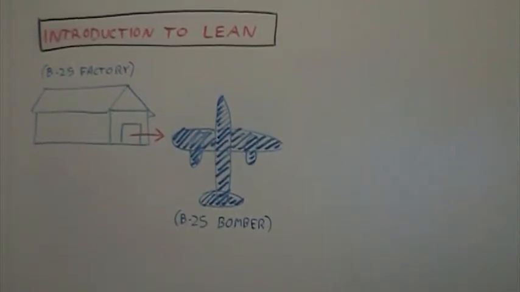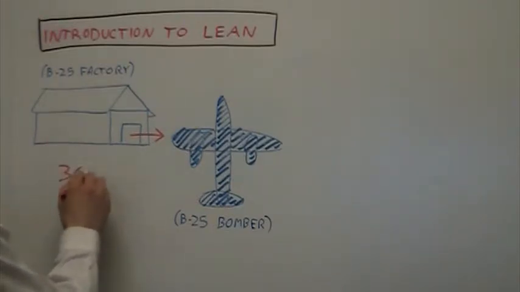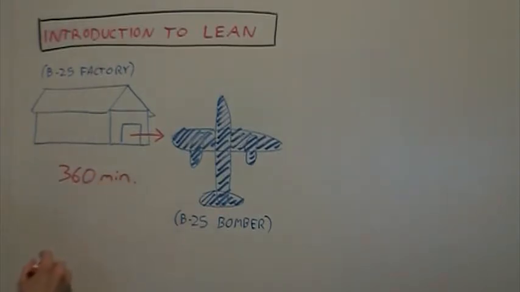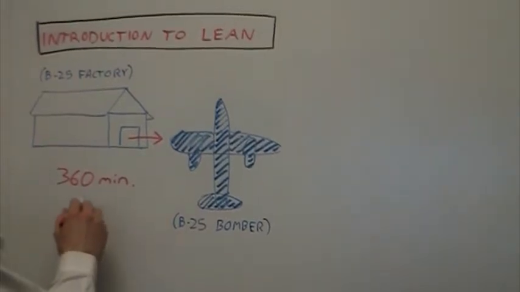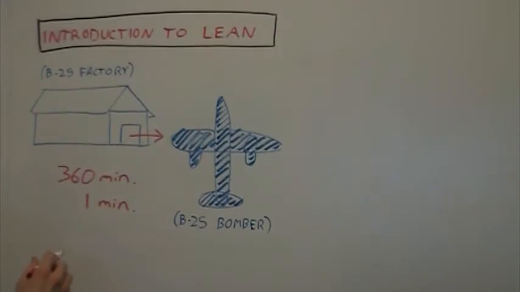Introduction to Lean. Early in World War II, there was an American factory that produced the Air Force's B-25 bombers. Early on, near the start of the war, this factory produced one B-25 every 6 hours, which is equivalent to 360 minutes. However, by the end of the war, one bomber was rolling out of the factory every 60 seconds, which is just 1 minute. So this is a massive 360-fold improvement.